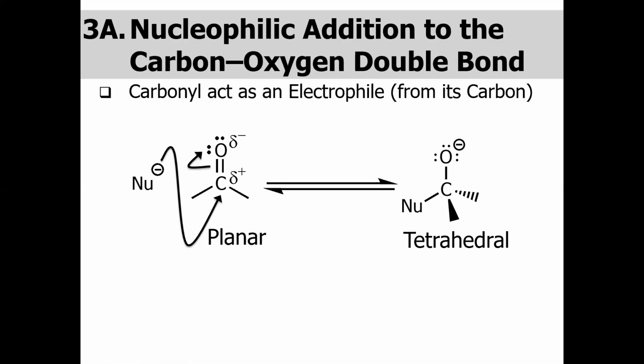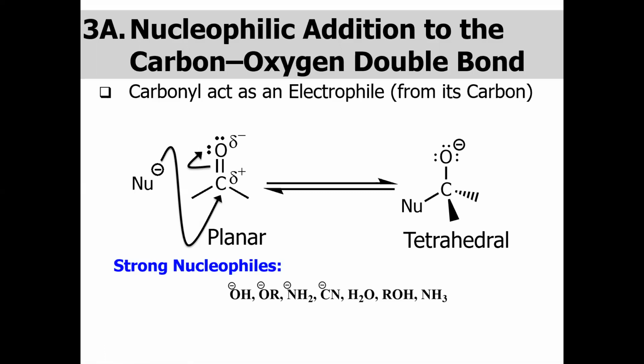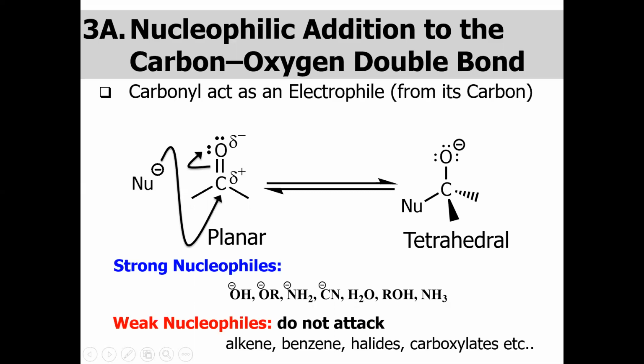Now keep in mind, there are two possibilities regarding this tetrahedral intermediate. Of course, only a strong nucleophile or hard nucleophile will attack this carbonyl center. What are the strong or hard nucleophiles? Hydroxy, methoxy, amide, cyano, water, alcohol. These are the strong nucleophiles. While we have some weak nucleophiles as well, which cannot attack this carbonyl center. Alkene, benzene, halide, and carboxylate ion cannot attack this carbonyl carbon as a nucleophile to give rise to this tetrahedral intermediate.